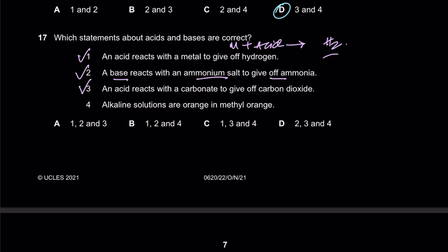Alkaline solutions are orange in methyl orange. Oh no, alkaline solutions are yellow. The examiner is just playing a game at this point. He's giving you the word orange, so he thinks you're going to circle orange. The joke's on you. We know that methyl orange is basically yellow in an alkaline solution, and it's red in an acid solution, right? But the examiner tried to be cheeky with us. So 1, 2, 3 are correct, therefore A is correct.